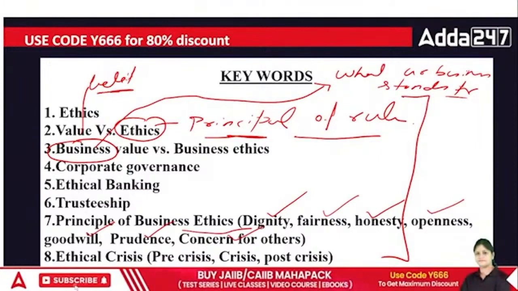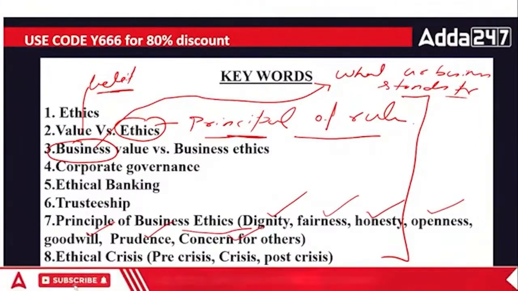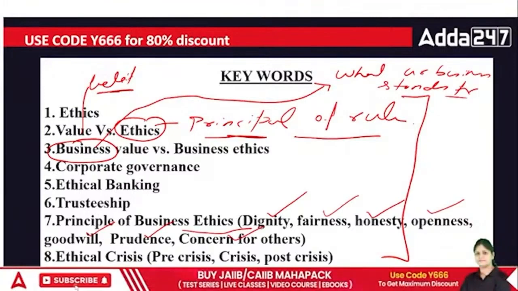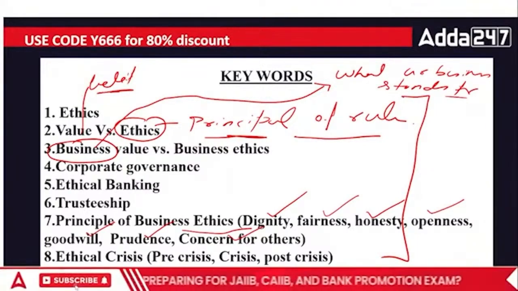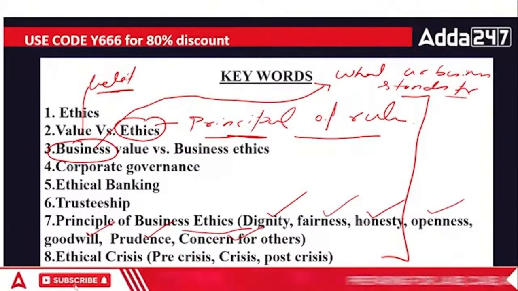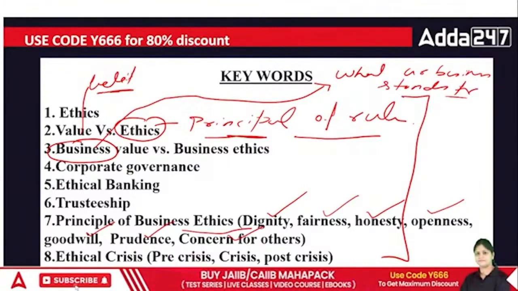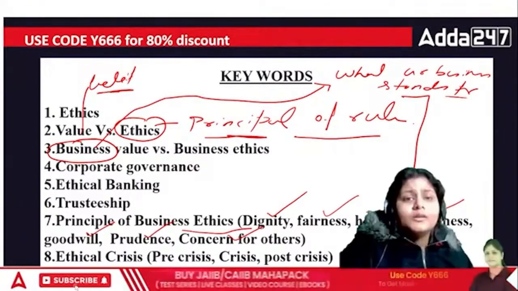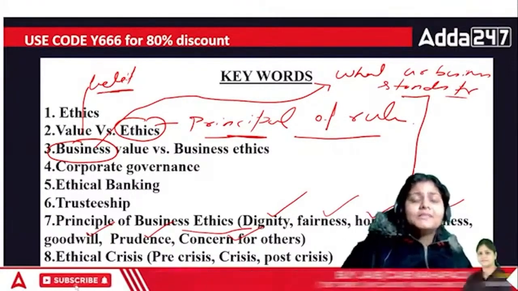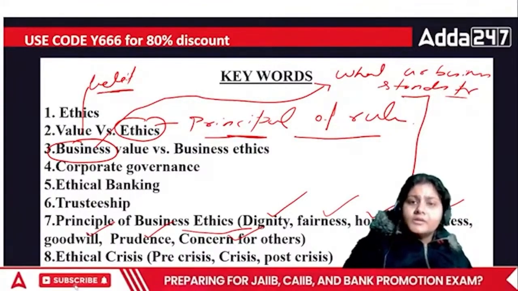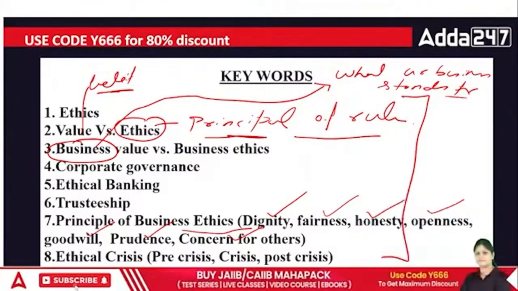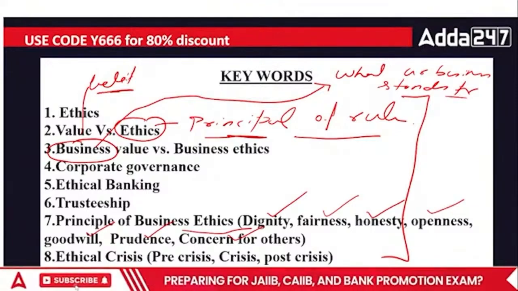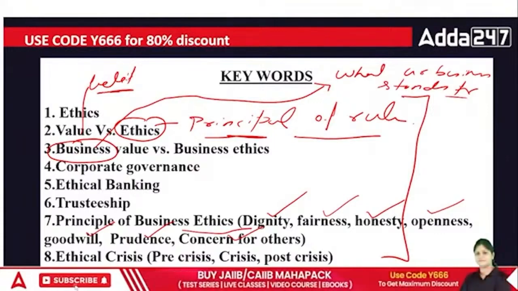Openness is that whatever information is there, you should not conceal it from your stakeholders. You are not concealing anything from your stakeholders. That is openness. Then goodwill is all about your reputation, how much reputation you have. Definitely goodwill creates morale and increases motivation among your employees also. If an organization has a good reputation across the industry, that means you have goodwill.